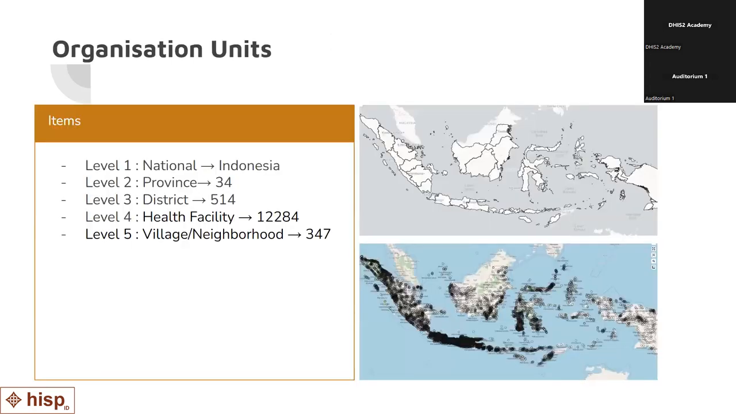This is the sample. Since 2019 to 2020, we have a plan to scale up the zoonosis application, especially in Indonesia, to be the main application for that area. There are a lot of organizations here: 34 provinces, more than 500 districts, 12,000 facilities, meaning the primary healthcare, and other organizations use it. And we tested it in villages, only 300 or so.